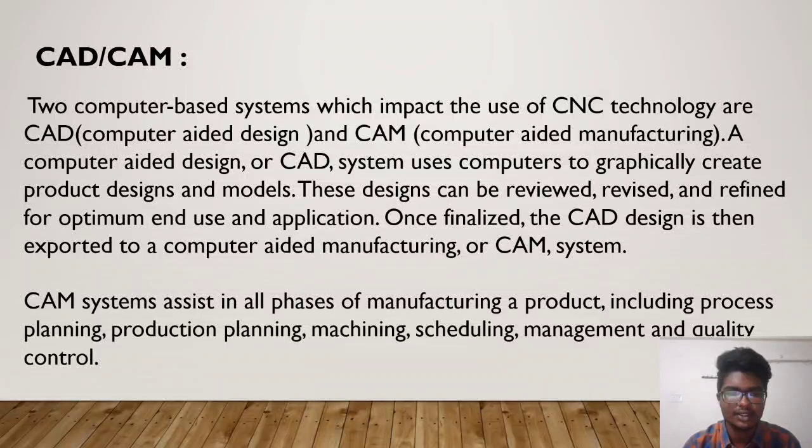So CAD or CAM. Two computer-based systems which impact the use of CNC technology are computer-aided design and computer-aided manufacturing. A CAD system uses computers to graphically create product designs and models. These designs can be reviewed, revised, and refined for optimum end use and application. Once finalized, the CAD design is exported to a computer-aided manufacturing or CAM system. A CAM system assists in all phases of manufacturing a product, including process planning, production planning, machining, scheduling, managing, and quality control.